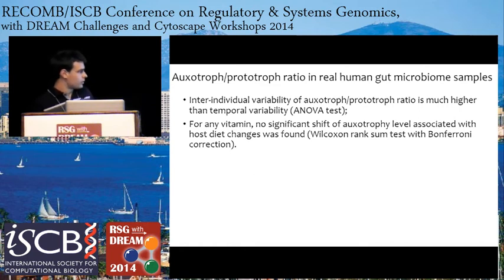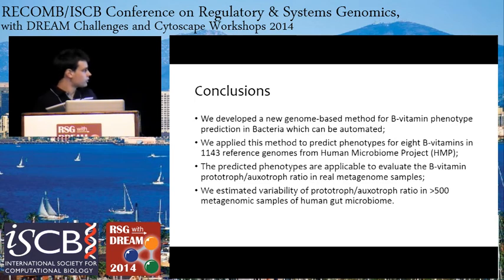So, conclusions. We developed a new genome-based method for B vitamin phenotype prediction in bacteria which can be automated. We applied this method to predict phenotypes for 8 B vitamins in more than 1,000 reference genomes from the Human Microbiome Project. The predicted phenotypes are applicable to evaluate the B vitamin prototroph-auxotroph ratio in real metagenome samples, and we estimated variability of the prototroph-auxotroph ratio in more than 500 metagenomic samples of the human gut microbiome.